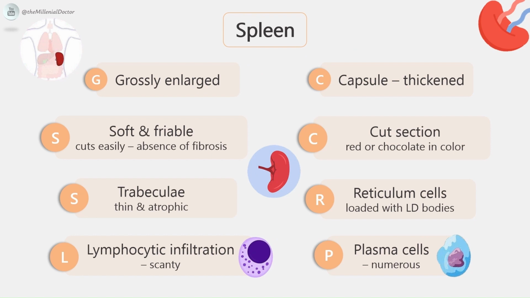Spleen is soft and friable and cuts easily due to absence of fibrosis. The cut section is red or chocolate in color due to the dilated and engorged vascular spaces. The trabeculae are thin and atrophic. Microscopically, the reticulum cells are greatly increased in numbers and are loaded with LD, that is Leishman-Donovan bodies. Lymphocytic infiltration is scanty, but plasma cells are numerous.